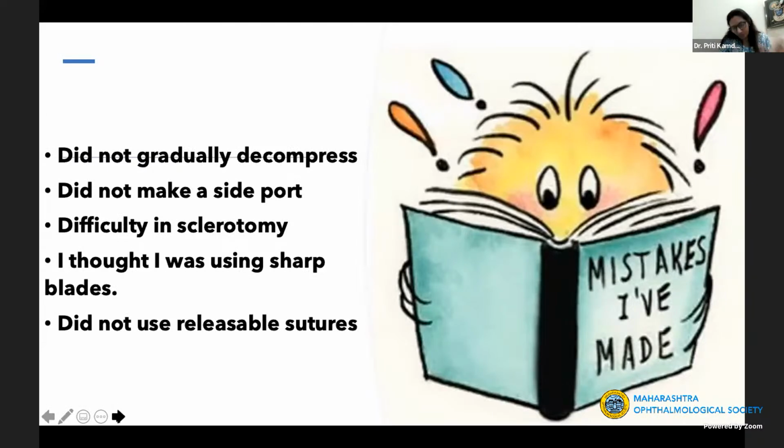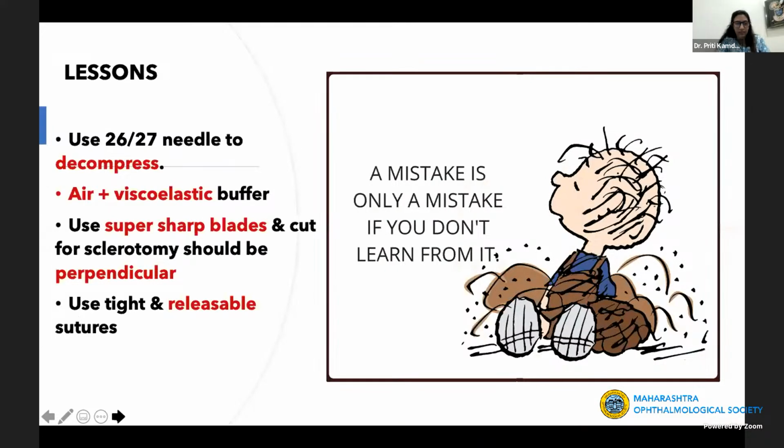So to summarize the mistakes I was making: I did not gradually decompress, which I have changed. I did not make a side port. I had difficulty in sclerotomy, and I thought I was using sharp blades, but I was not. And I did not use releasable sutures. So my messages: use a 26-27 gauge needle to decompress. Use an air plus viscoelastic buffer. Now all blades are not the same. Use super sharp blades for a sclerotomy, and use tight and releasable sutures.